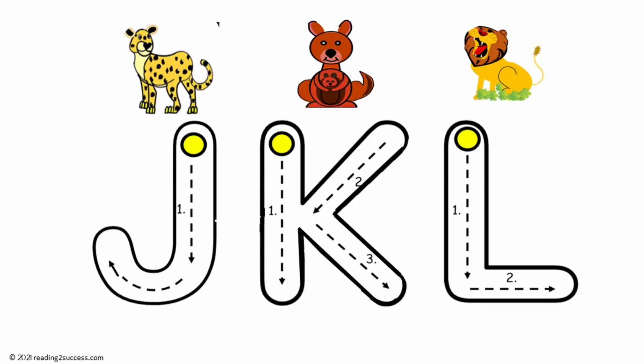The next letter card has the three letters J, K, and L. They are all consonants. J makes a J sound as in jaguar. K makes a K sound as in kangaroo. And L makes a L sound as in lion.